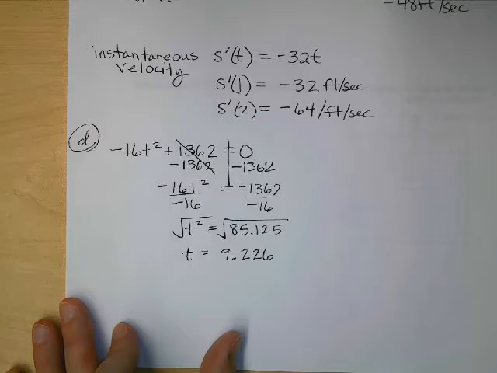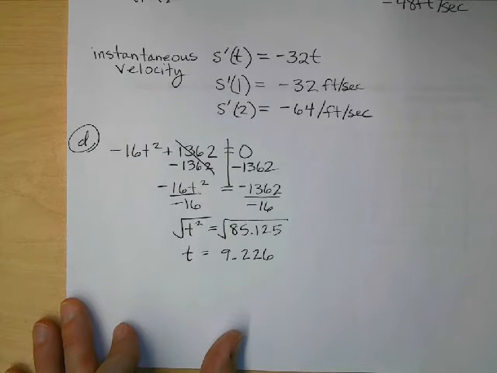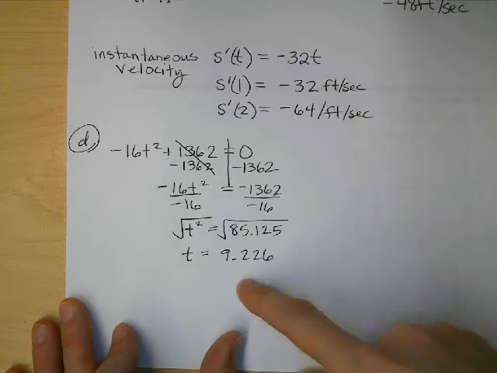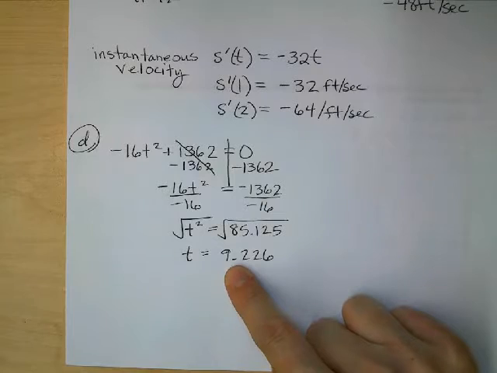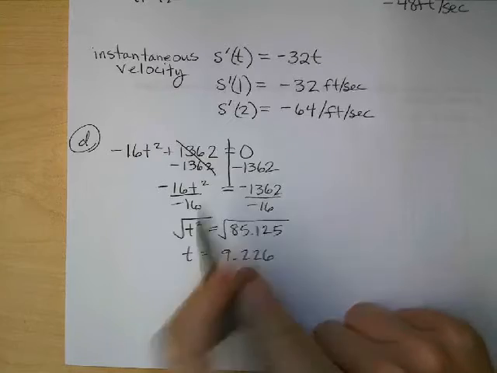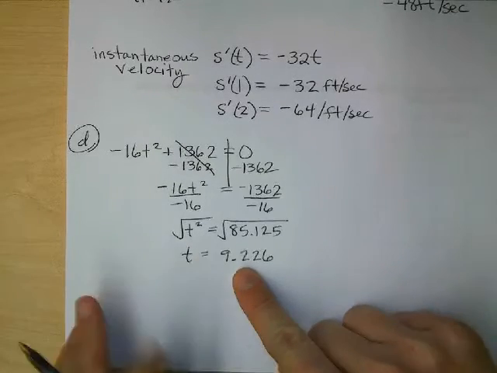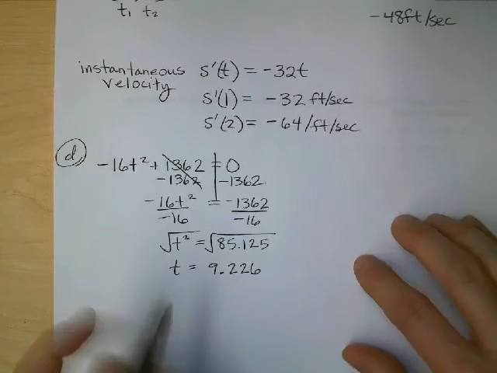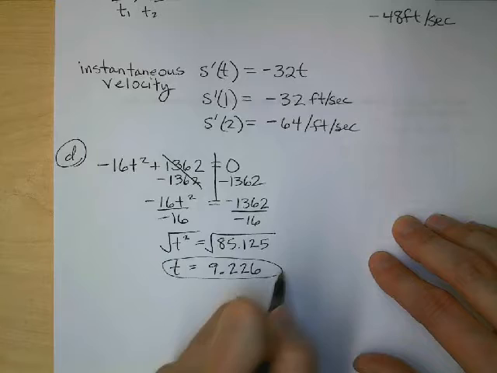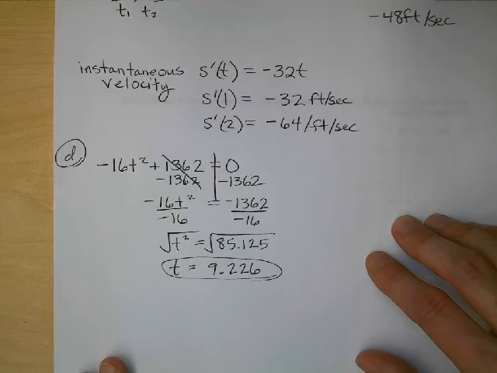So that's the time it takes for the coin to reach the ground. It's dropped off a building. Then find the velocity of the coin at impact. That's how long it takes to hit the ground, right? So it would take about 9 seconds for it to hit the ground. That's impact, when it hits the ground. So find the velocity of the coin at impact. So then you're going to take this number from part D and plug it back into the velocity function.